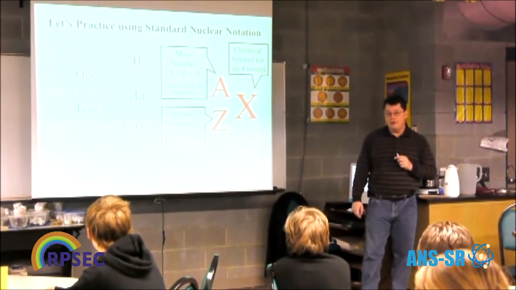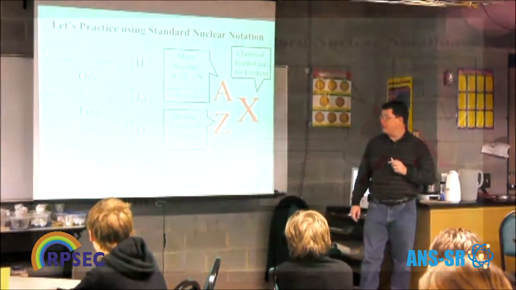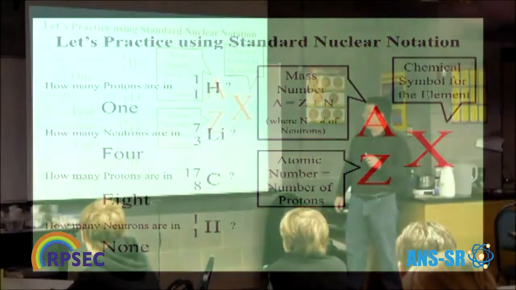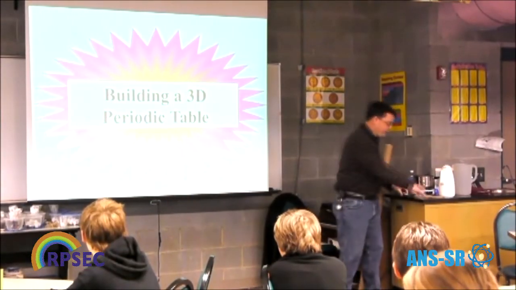Protons are 8. That is correct. And hydrogen 1. How many neutrons are there? 0. You guys can do math well. All right. Great. Let's go build our periodic table.